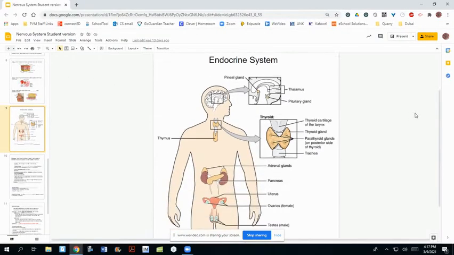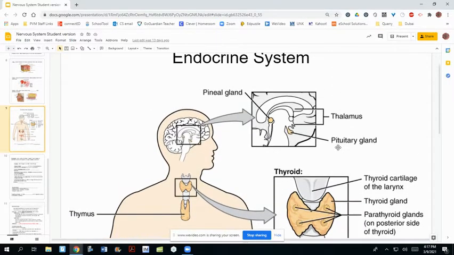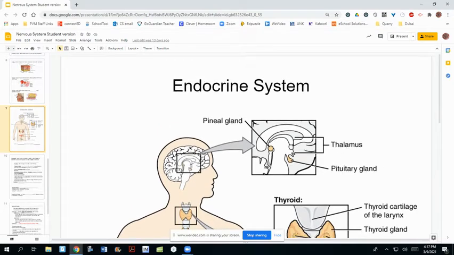Hi everyone, we're starting with the endocrine system in this video. The first thing we're going to do is outline the locations of some of these glands in the endocrine system. So let's just zoom in for a moment. I know that my students have this in their notes. Mrs. Saunders' students, you may have a slightly different diagram, but you'll have locations nonetheless.